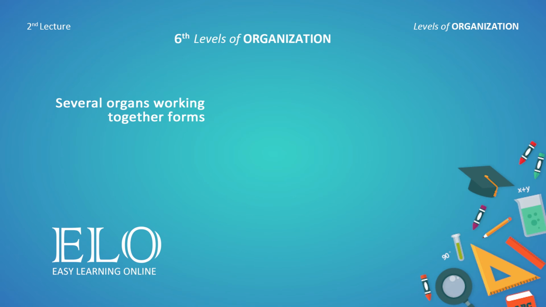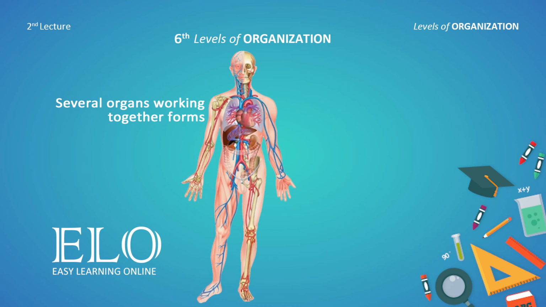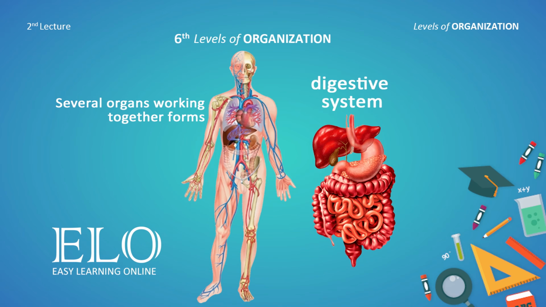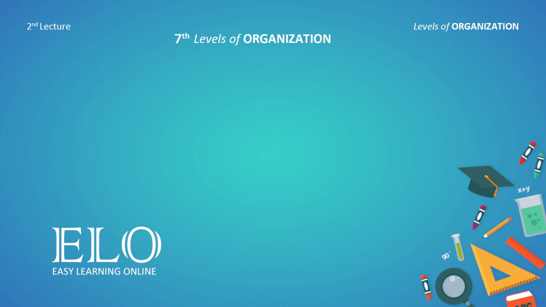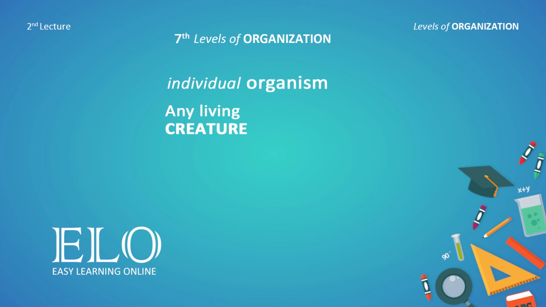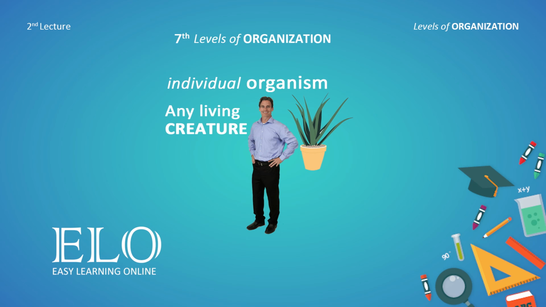Several organs working together form the organ system. Example is digestive system जिसमें liver present होता है, जिसमें stomach, intestine, esophagus and mouth. Next level of organization is individual or the complete organism. Organism or individual is any living creature. It may be a human, it may be a plant, it may be an animal.